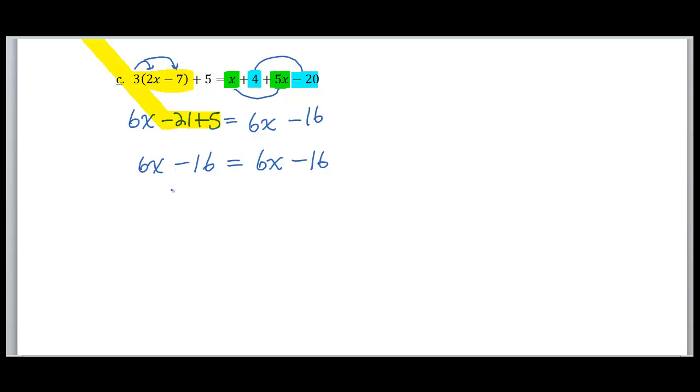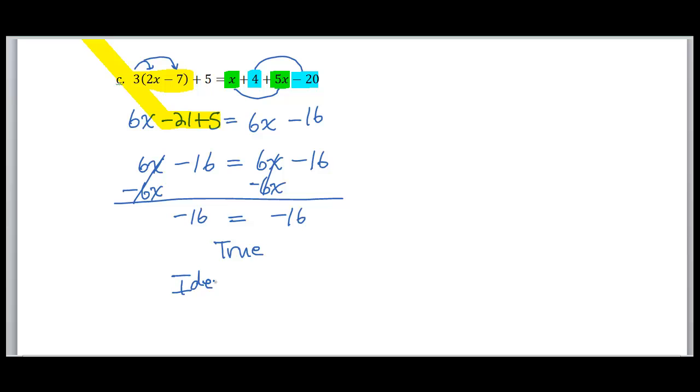I'm going to continue to carry on like I normally would, right? I'm going to get my variables on the left-hand side. That means I need to get rid of this 6x here. Well, my variables cancel and I get negative 16 here. I get negative 16 on my right-hand side. Well, negative 16 does equal negative 16, so what has happened was my variables canceled, and I ended up with a true statement. This type of equation, any kind of equation where this happens, is called an identity equation.